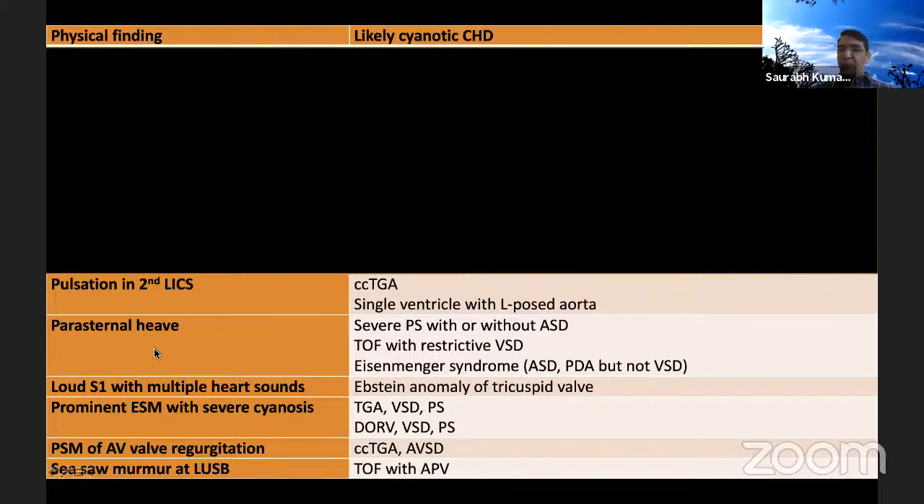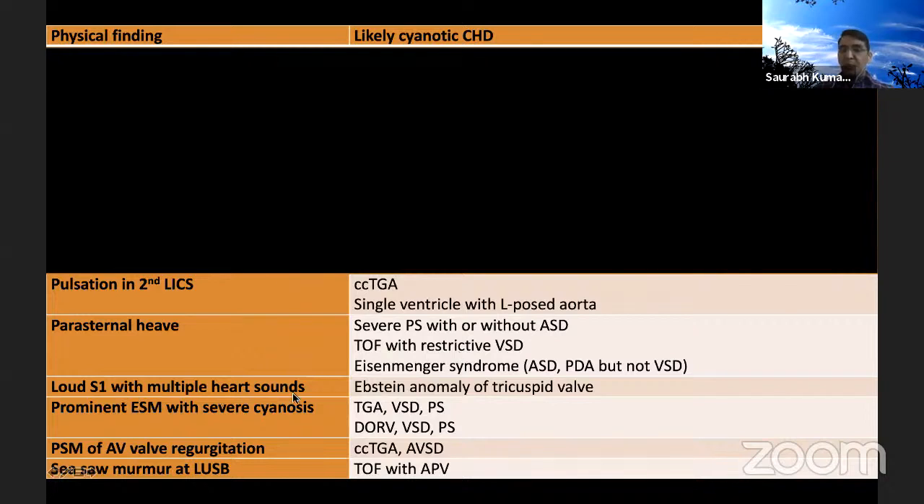Therefore, if you are finding a parasternal heave, you must consider conditions like severe PS with or without ASD, mostly with ASD if we are talking in terms of cyanosis. TOF will have a parasternal heave only if the VSD is restricted, and in situations like Eisenmenger syndrome when there is ASD and PDA, but it will not be there in cases with VSD, although a mild degree of parasternal heave may be present even in patients with VSD. But if we are talking about a grade 3 heave, we can practically rule out a sizable VSD.